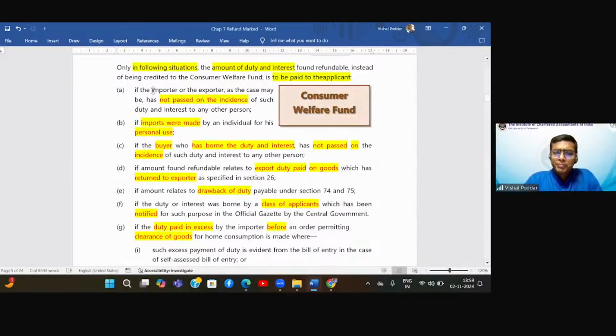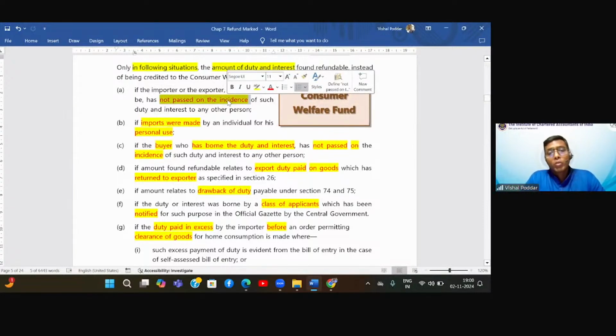First is very simple. Where the importer or exporter has made the application, then the simple point to be checked is, have they passed on the duty incidence? Now, when will they get the refund and the amount will not go to the consumer welfare fund? When they can prove, and it is again their burden, their responsibility to first prove that they have not passed on the incidence. If they are able to prove this, in that particular scenario, the amount of refund will not be transferred to the consumer welfare fund, but would be paid to the importer or the exporter.